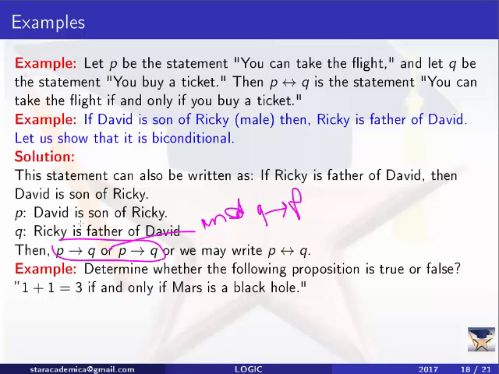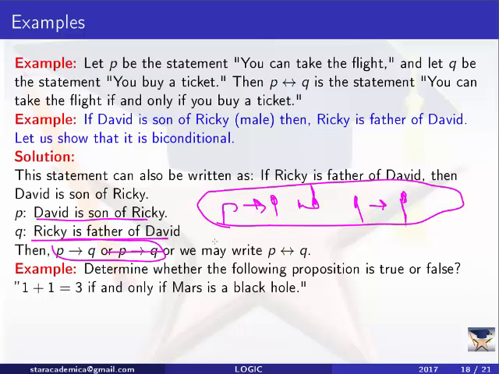So let me go over this again. We want to say that P implies Q. Is this really the case? Yes, it is. If David is son of Ricky, then Ricky is father of David. And we can also say that if Ricky is father of David, then David is son of Ricky, so Q implies P. Both these conditional statements we combine, and we can write P if and only if Q.